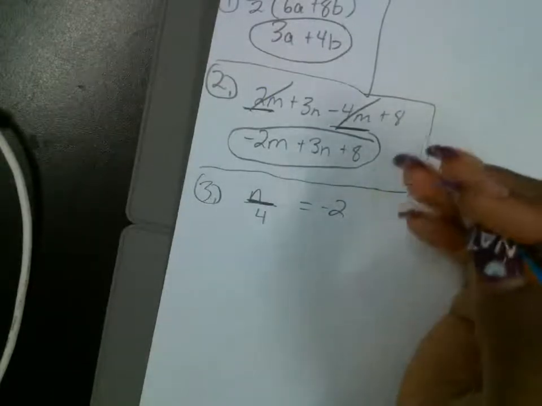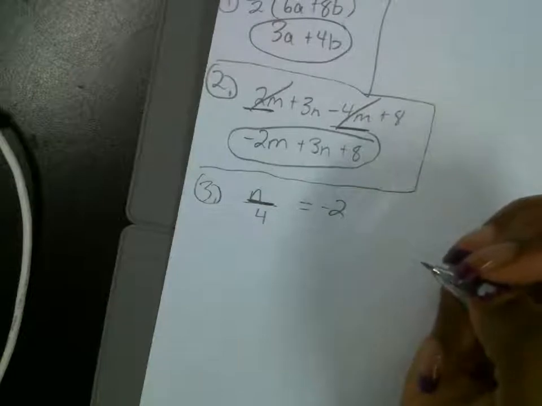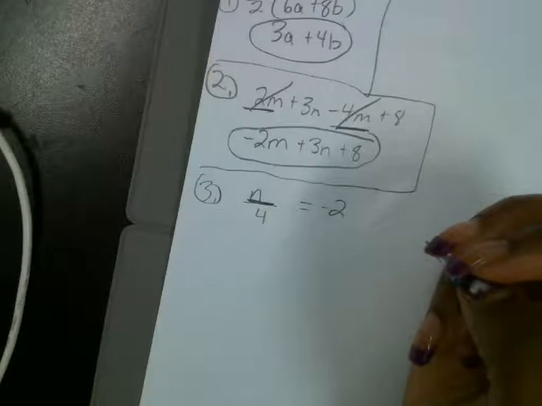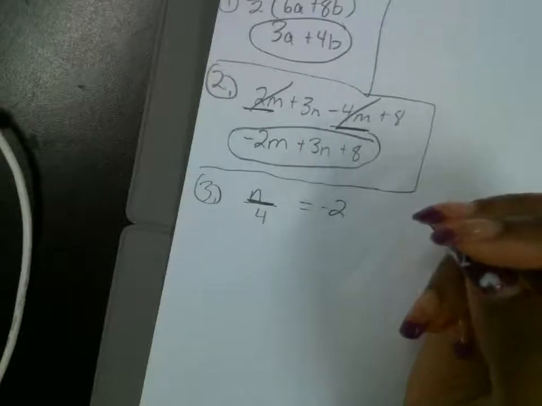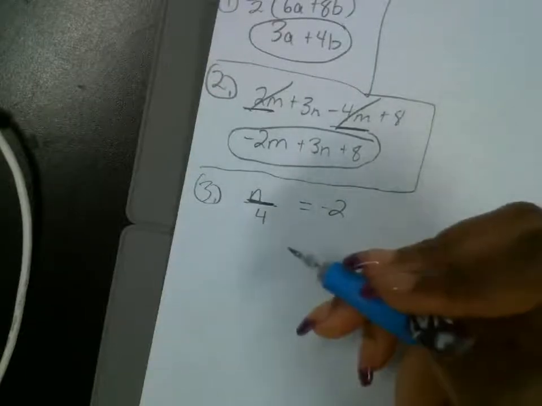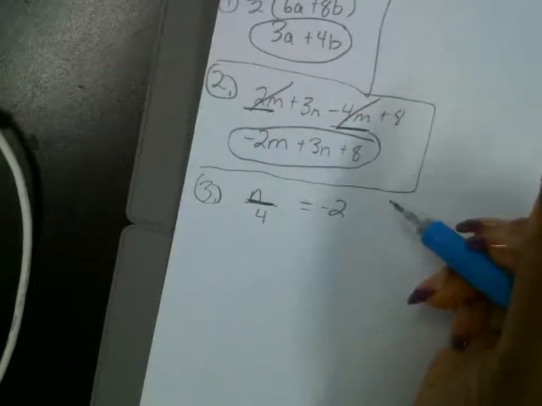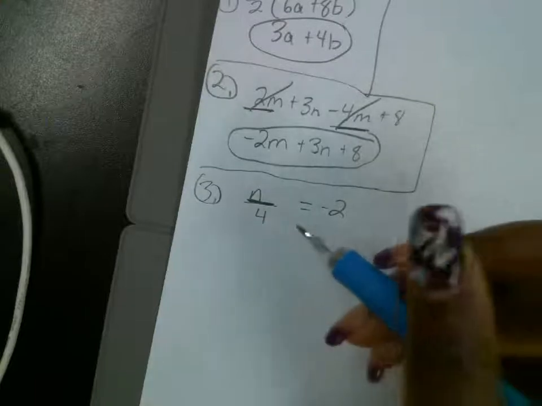You were going to plug and chug, weren't you? What did you get when you plugged and chugged? -8. Okay, good deal. Now, what is the inverse of the operation that's used here? Yes, multiplication. Okay, so I'm going to multiply both sides by 4.